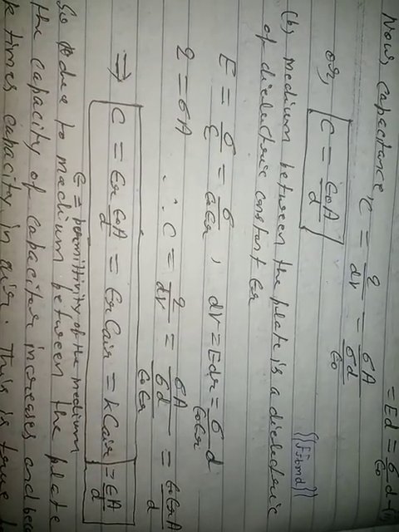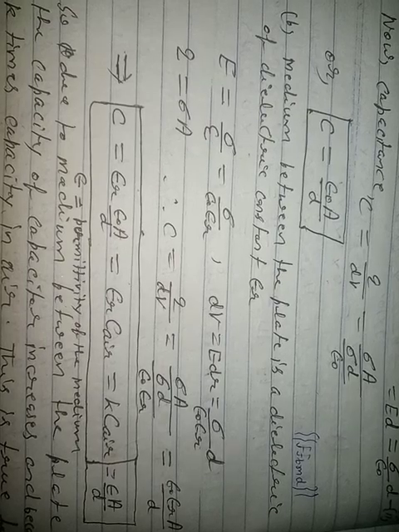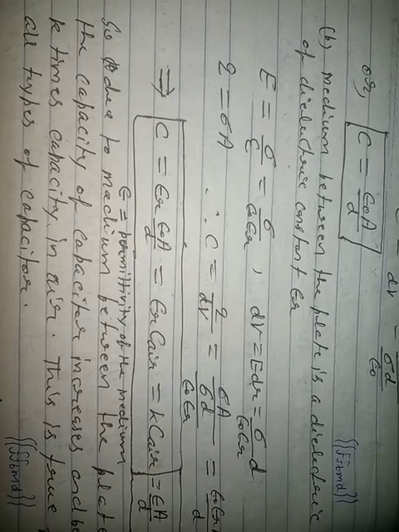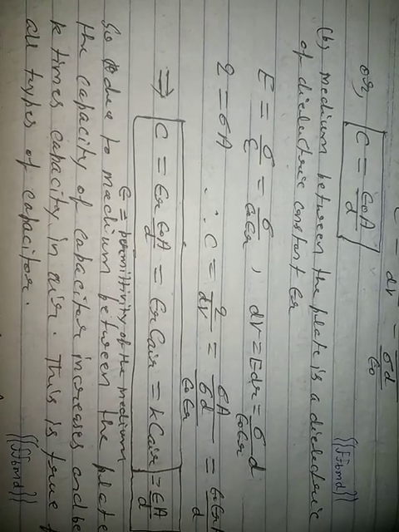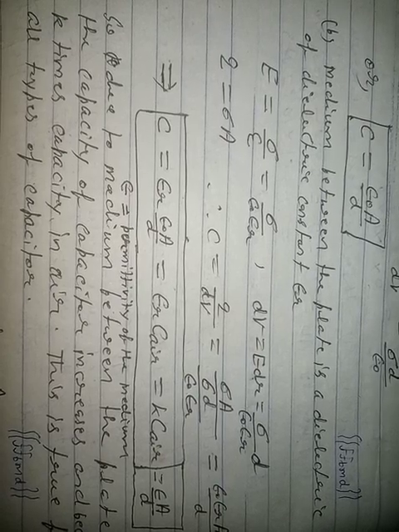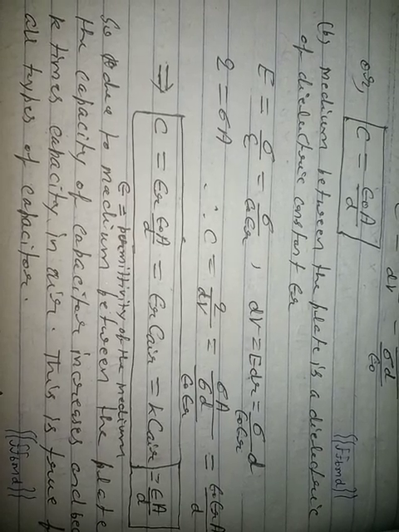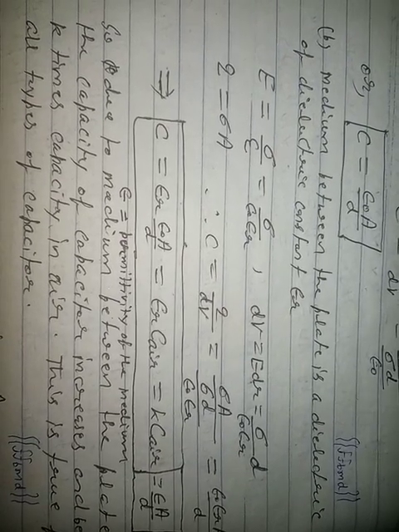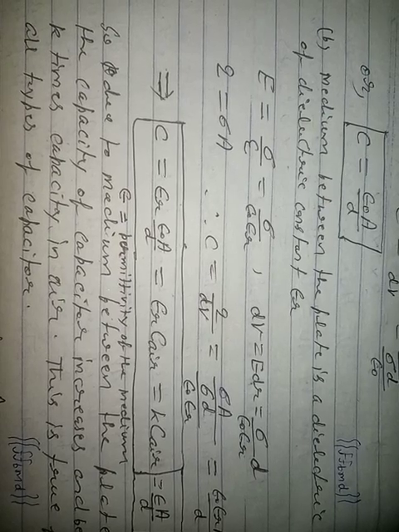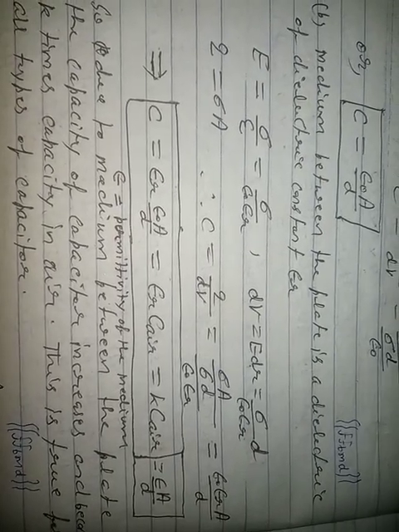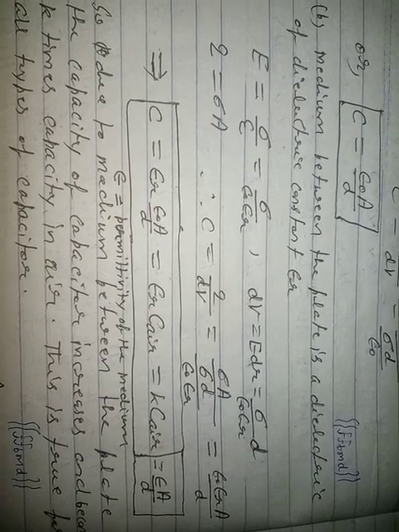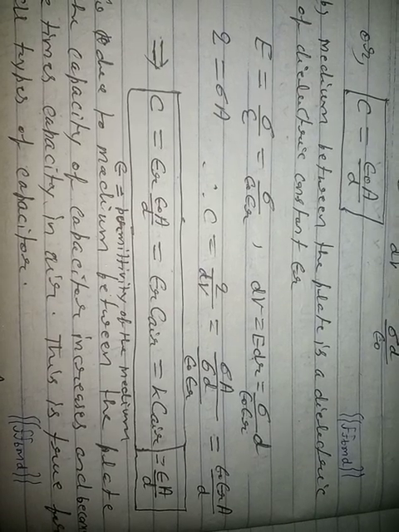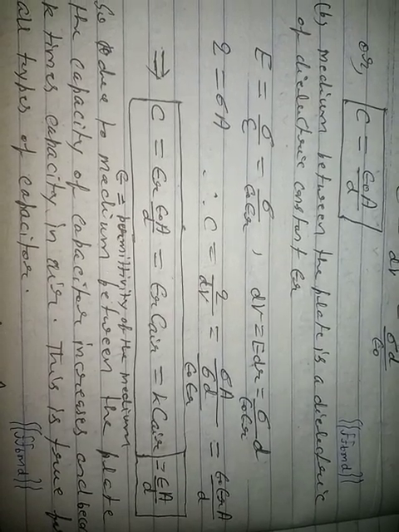B. When the medium between the plates is a dielectric of dielectric constant epsilon r, hence E equals sigma by epsilon equals sigma by epsilon naught into epsilon r. Also dV equals E dr equals sigma D by epsilon naught into epsilon r. Q equals sigma A, hence C equals Q by dV equals sigma A by sigma D by epsilon naught into epsilon r, equals epsilon naught into epsilon r into A by D.